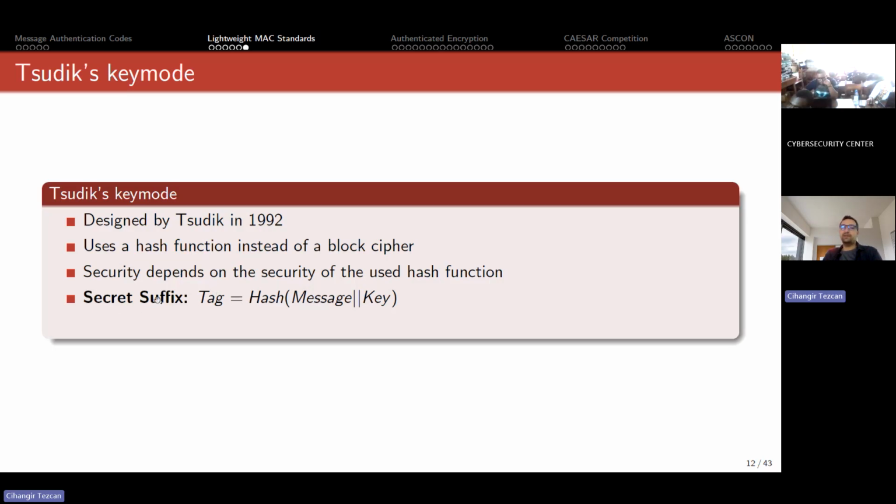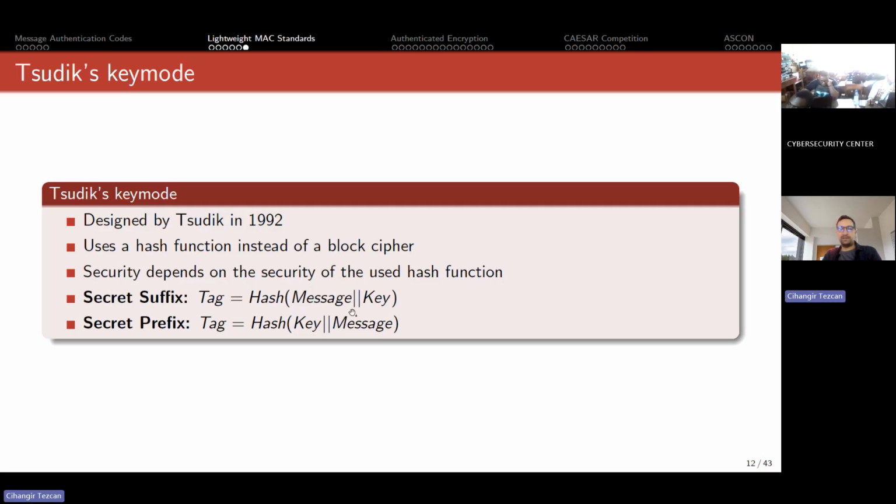This is the secret suffix version, and there's also the secret prefix version, where you simply swap the places of the key and the message. And it works. As far as I know, nobody has found an attack on this. But of course, if your key is short, somebody can brute force it, so it depends on how fast you can calculate the hash.